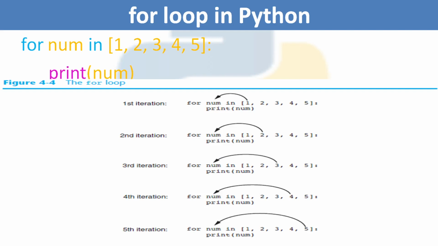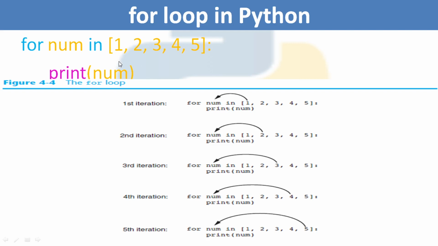So this is an example of a for loop. So for num, this is the variable, in, this is a sequence, and this is a list data type, and we want to print each and every number, or every element, from the list.